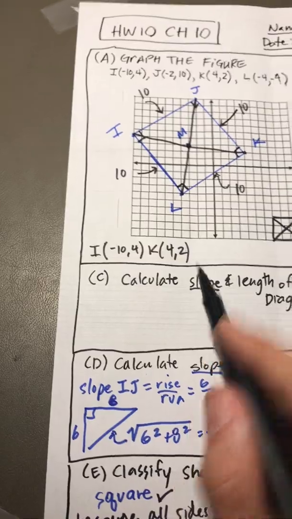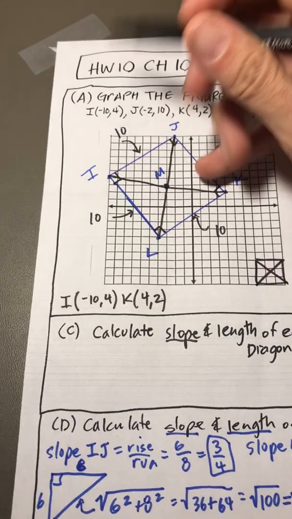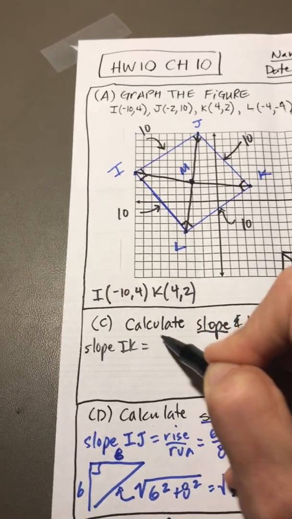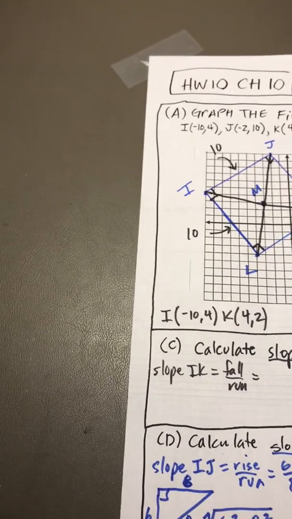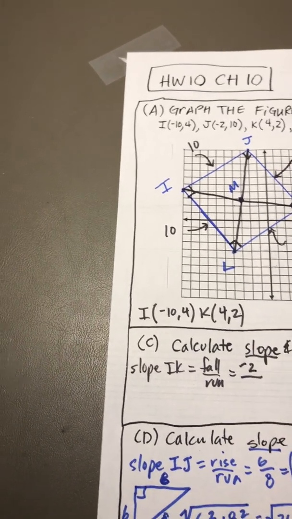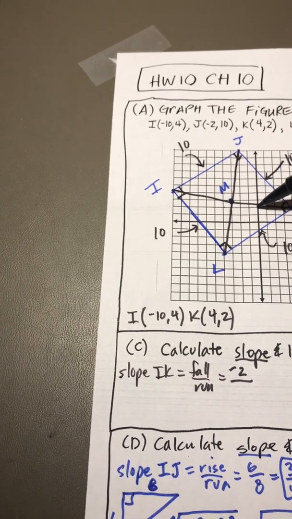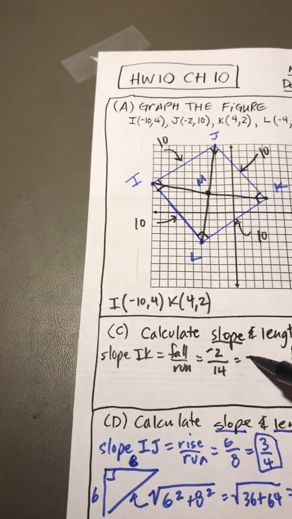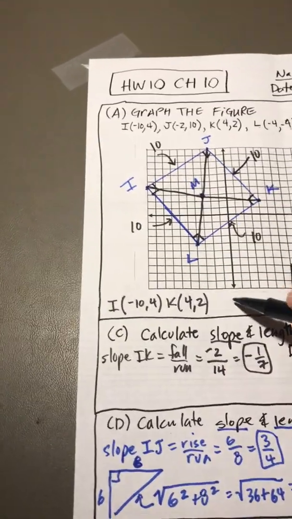To find the slope, we could use the formula, or we could just go from I to K and do rise over run. The problem is it looks like it's going down. So I think the slope of IK would be fall over run. So when I go from I to K, I kind of have to straighten this out here. It looks like I go down 2, so I fall 2. And then I go 1, 2, 3, 4, 5, 6, 7, 8, 9, 10, 11, 12, 13, 14. Interesting, okay? So 1/7.